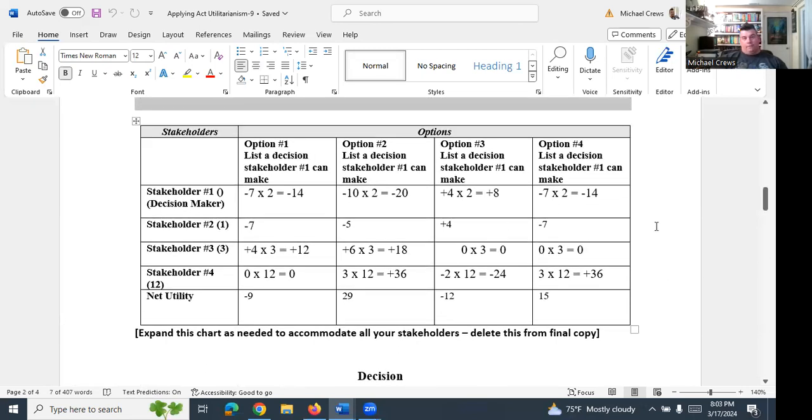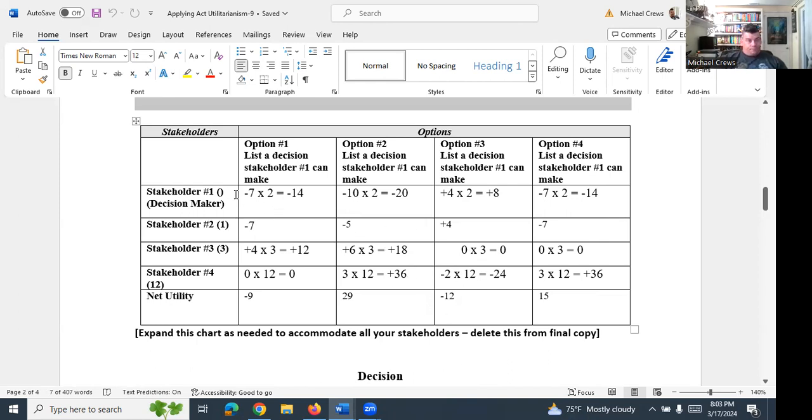You just got to fill it out. Okay. You expand the chart as needed to accommodate your stakeholders. It's only set up for 4 because it was just a placeholder, right? You see there's a new one here, net utility. Now these numbers here in the middle, they don't mean anything. Okay, they're just made up. I just have them in there to kind of show you what this is going to look like.